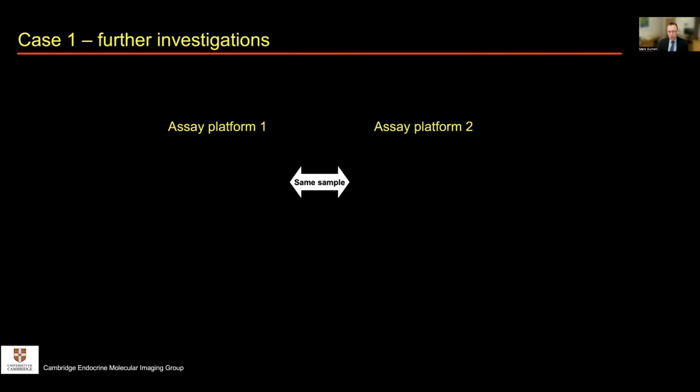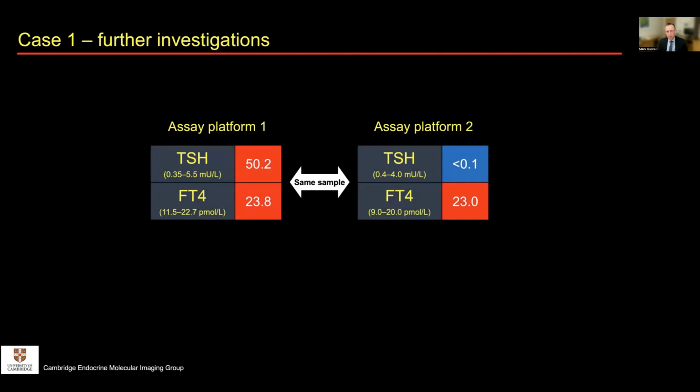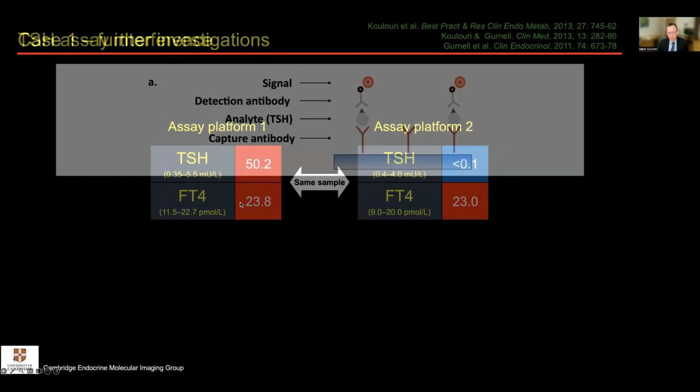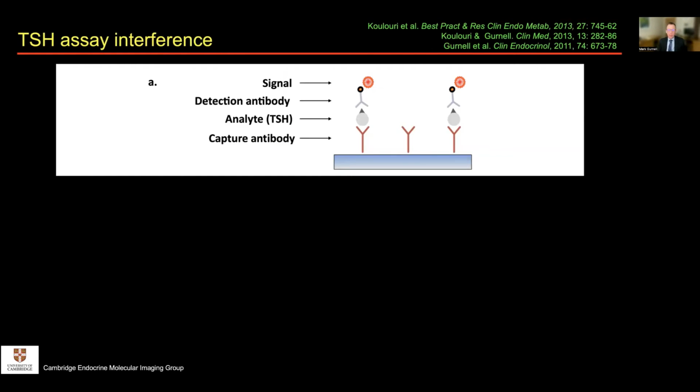And in this particular case, this was readily resolved by sending a single blood sample to 2 different laboratories with 2 different assay platforms. And you can see that the results are very, very dramatically different. In platform 2, we have a completely suppressed TSH with a raised free T4, which is very consistent with the symptoms that the patient now had on the increased dose of thyroxine, and very different to those original assay results, which were clearly therefore erroneous.